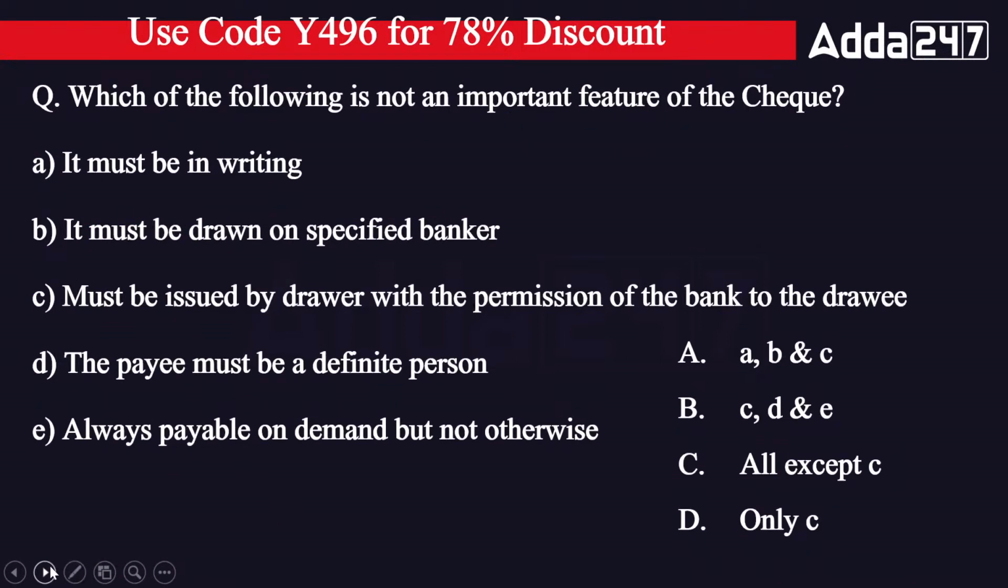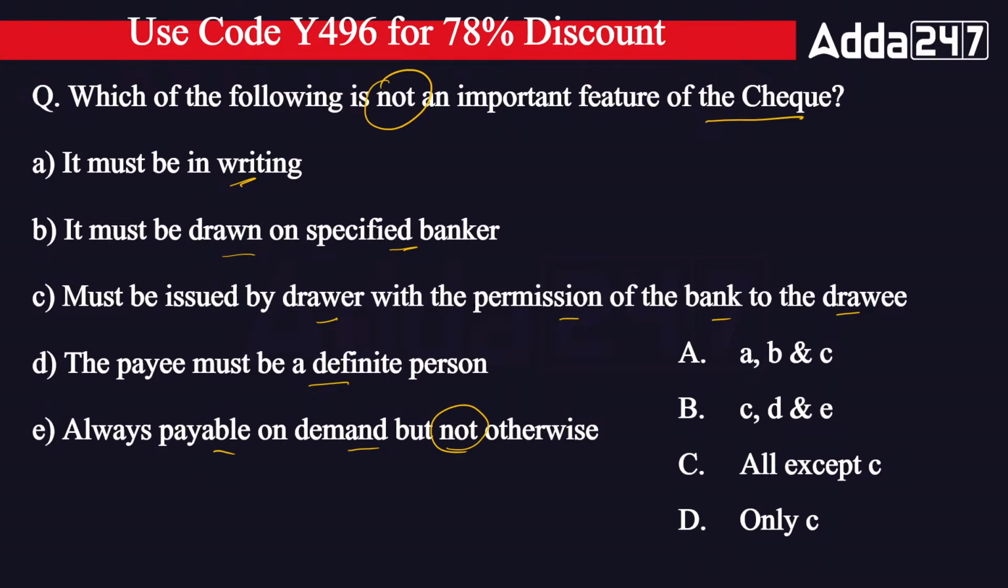Now, which of the following is not an important feature of a check? Out of these 5 options: first, it must be in writing; it must be drawn on a specified banker; it must be issued by the drawer with the permission of the bank to the drawee; the payee must be a definite person; always payable on demand but not otherwise. So which of the following is not an important feature of the check? A, B, C or D?